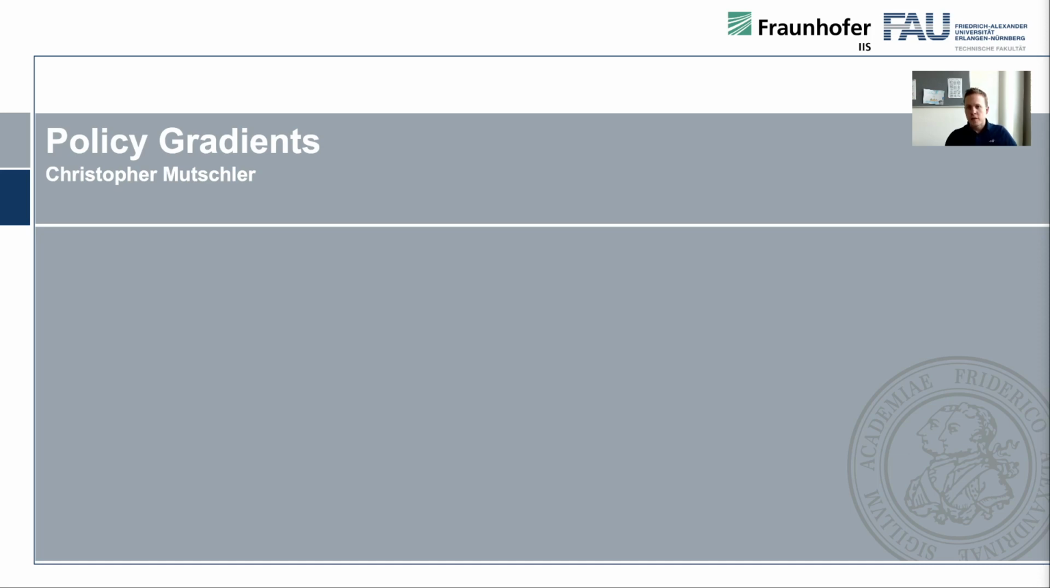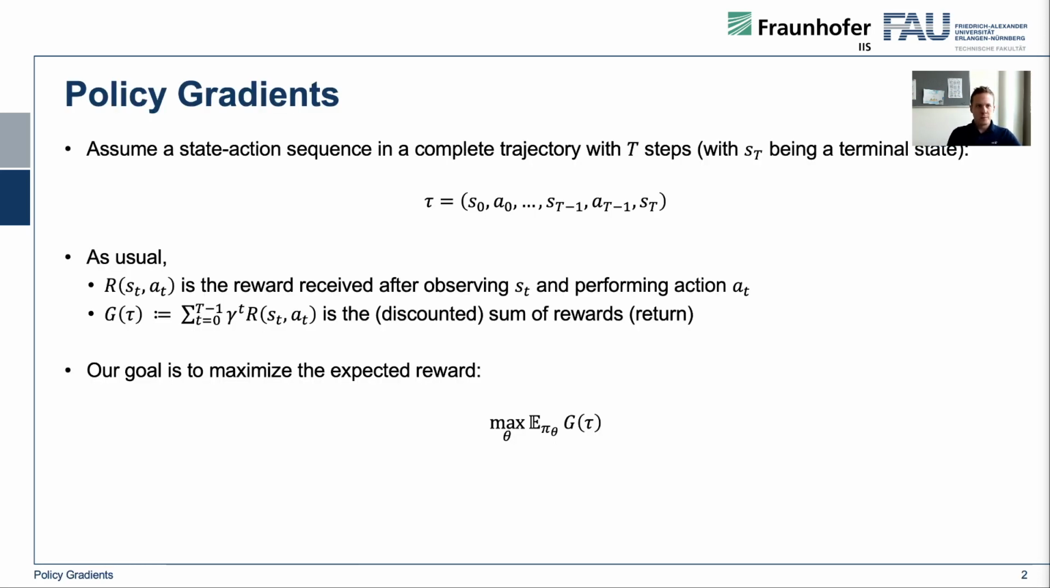Okay, let's get started. So in this video, we will talk about policy gradients. In the last video, we introduced why we actually want to use policy-based reinforcement learning in the first place. And we have seen that we can use random search or augmented random search as algorithms to optimize a policy that is parameterized by some parameters theta.